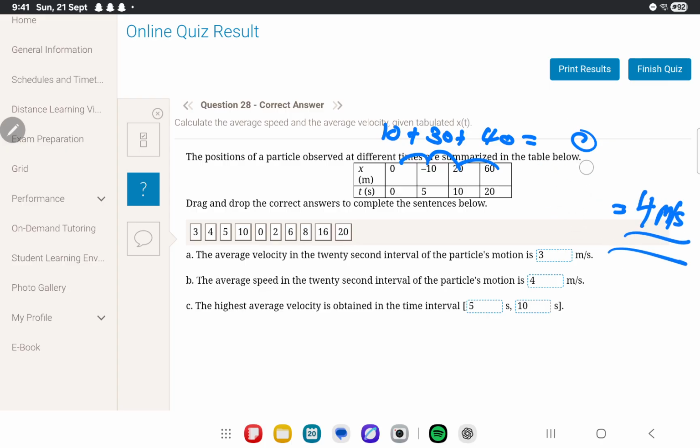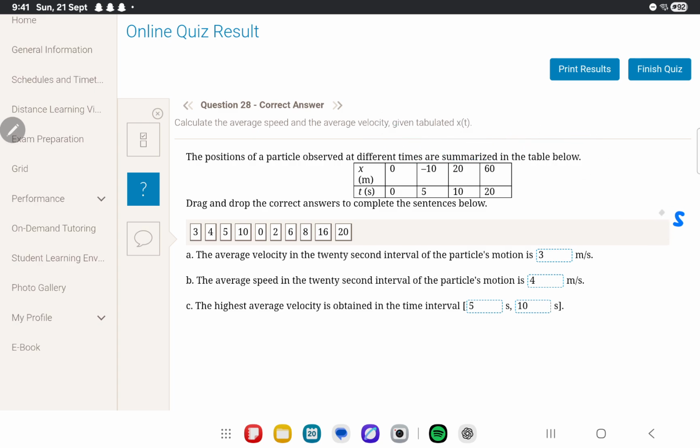Now, for the highest average velocity, you just have to find the slope between the points. So this is 10, negative 10, this is 10, and this is 40. Now this is 5, this is 5, and this is 10. So negative 10 over 5 is negative 2, 10 over 5 is 2, and then 40 over 10 is 4. So wait, this is wrong. One second.